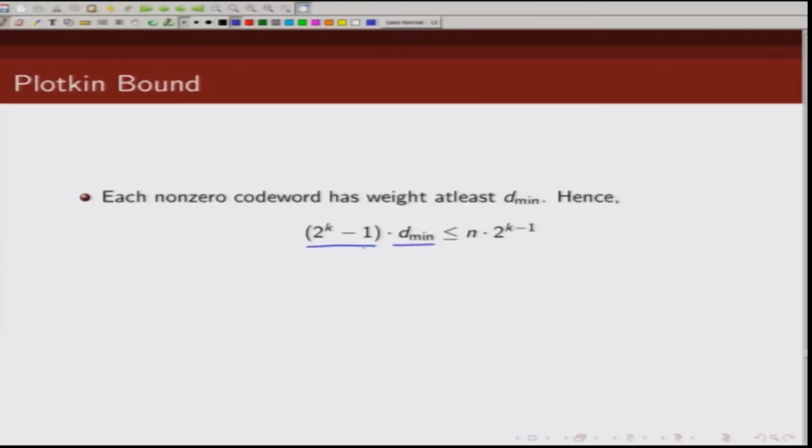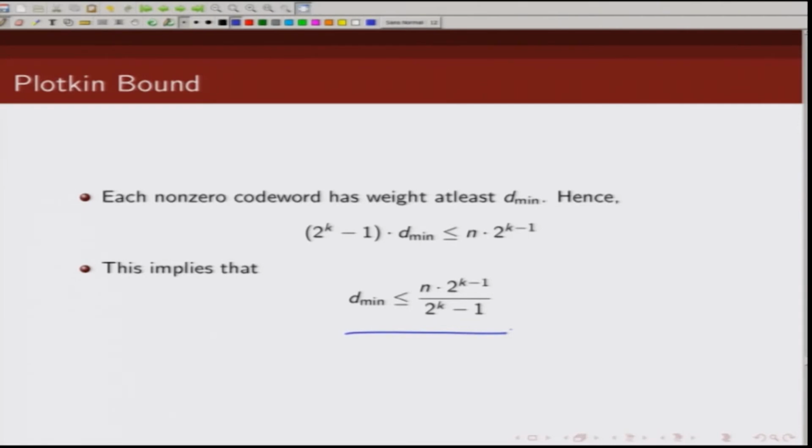So, 2^k minus 1, which is the number of non-zero code words, multiplied by the minimum weight of a code word, this number should be less than the number of ones in this array. And what is the number of ones in this array? That is given by n into 2 raised power k minus 1. So, from this we get this relationship that the minimum distance of the code is upper bounded by this, and this is known as Plotkin bound.